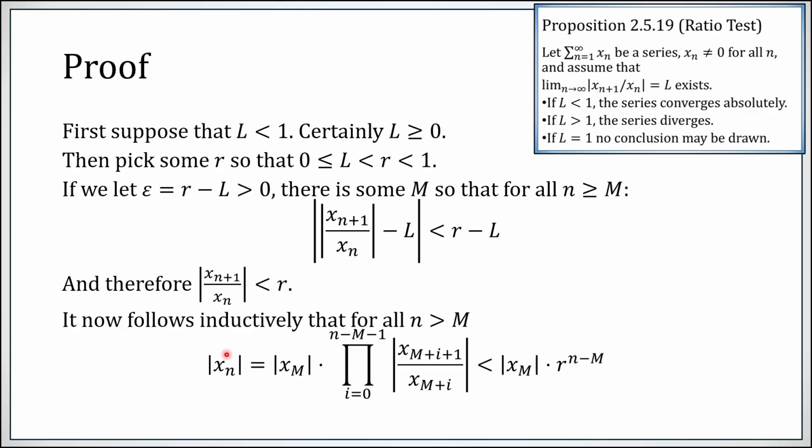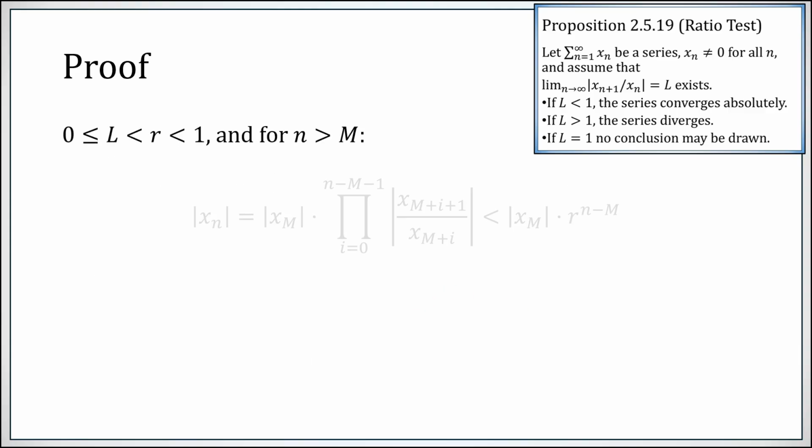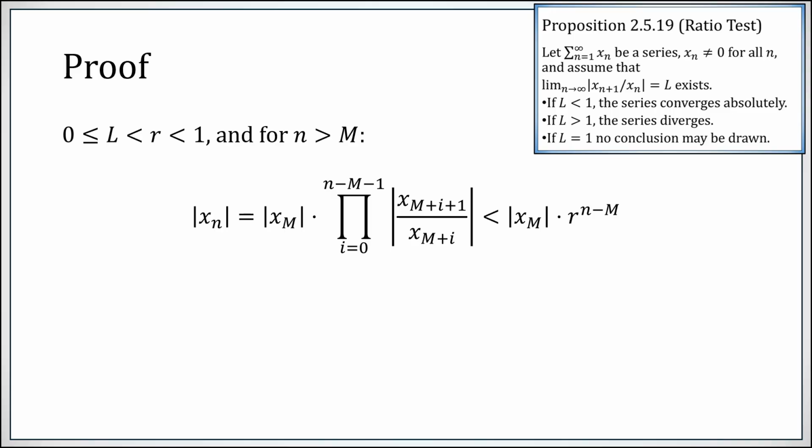So the absolute value of x_n, at least when n is past this cutoff M, is whatever the absolute value of x_M is, which is functionally a constant because M is fixed, times this r to a growing power. M is fixed, but n can now be arbitrary, larger than M. So here's what we had from the previous slide.